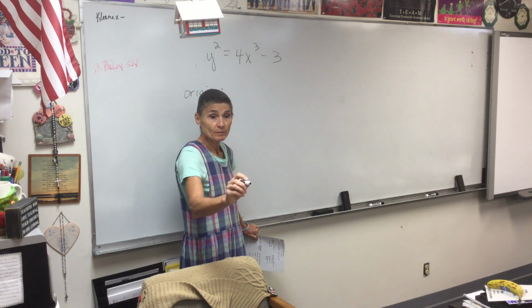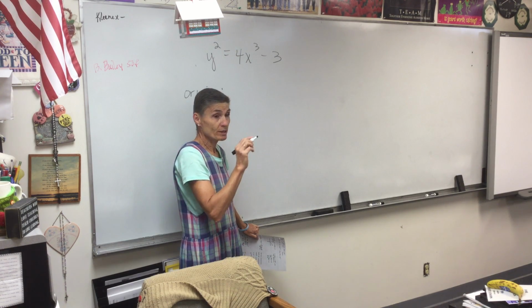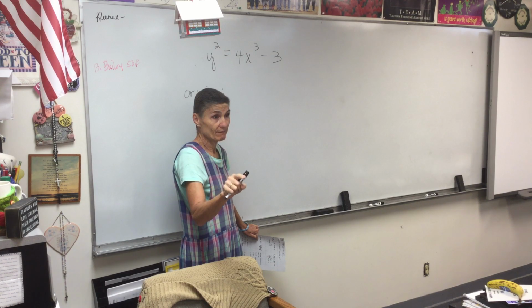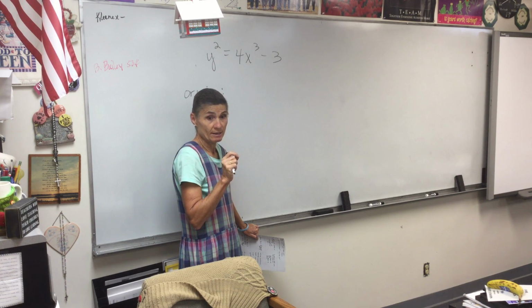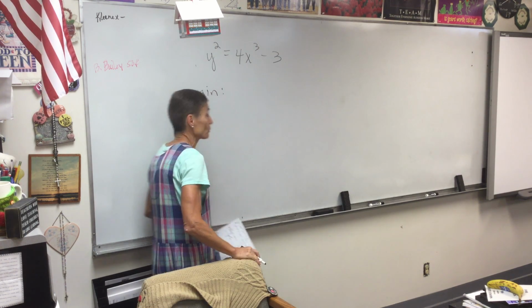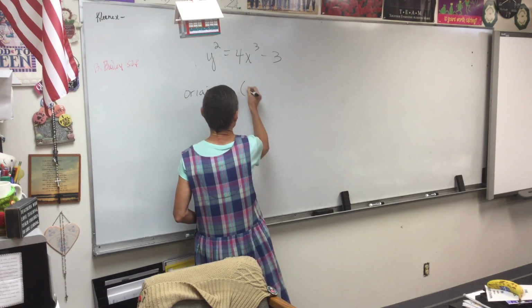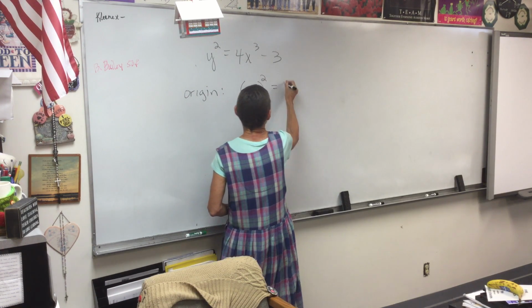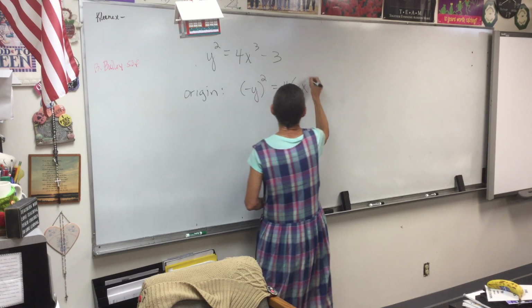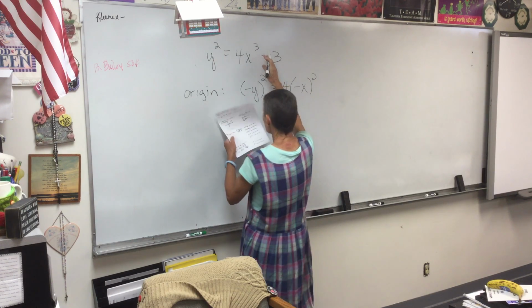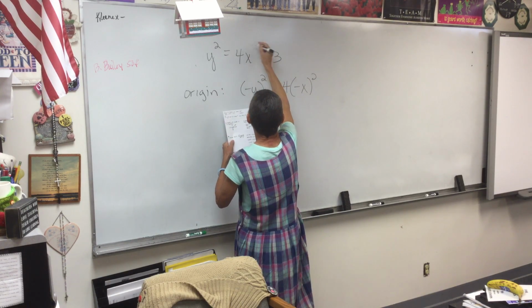Oh, what now? If you're doing the origin, you not only put in negative x, but you also put in negative y. The test for the origin is we change the signs on both. Was that a cube or a square? Oh, that was a square.